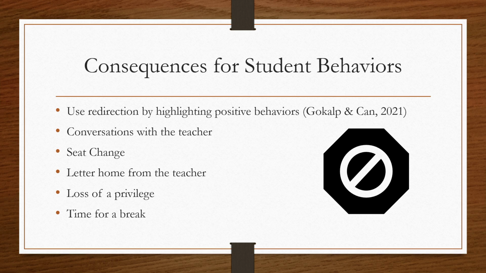To start, try to redirect the student by highlighting a positive behavior that you would like to see them mimic. If this does not help the situation, try calling a student over for a side-to-side conversation. Try to hear the student as to why they are displaying the behaviors and work together to come up with a solution. If the behavior still occurs, you may want to make a seat change. The behaviors may be caused by students the individual is sitting around.